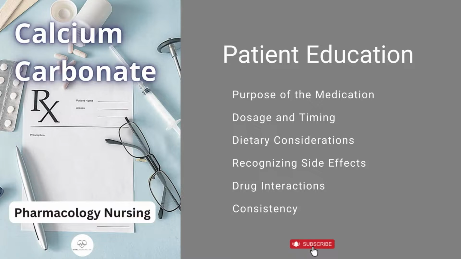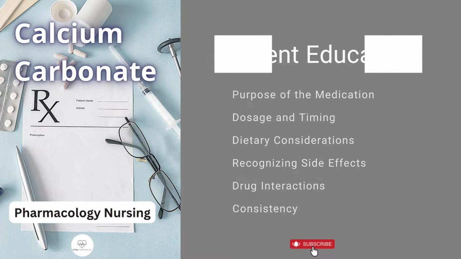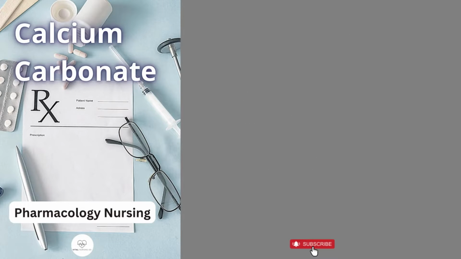Dietary considerations. Encourage patients to maintain a balanced diet with adequate fluids to reduce the risk of constipation and kidney stones. Avoid high oxalate foods like spinach if prone to kidney stones. Recognizing side effects, teach patients to report symptoms like confusion, fatigue, or severe abdominal pain, as these may indicate hypercalcemia or kidney stones. Drug interactions. Inform patients about possible interactions with other medications and the need to separate doses. Consistency. Stress that long-term benefits, especially for bone health, require regular use and adherence.